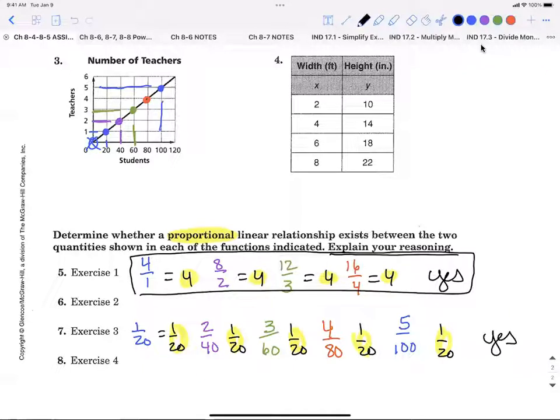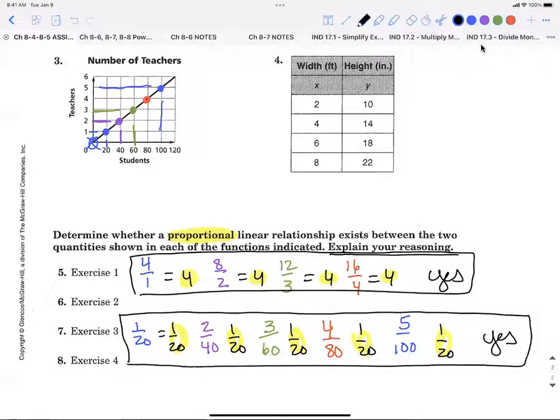But again, this right here, you have to include as part of your answer. You cannot just put yes or no. And it's not asking you if they're linear or nonlinear. So when you see the word proportional, you've got to do things a little bit different and see if it passes this test.